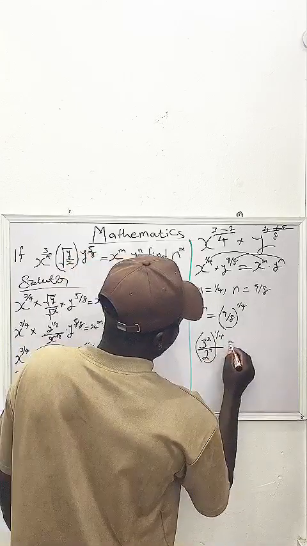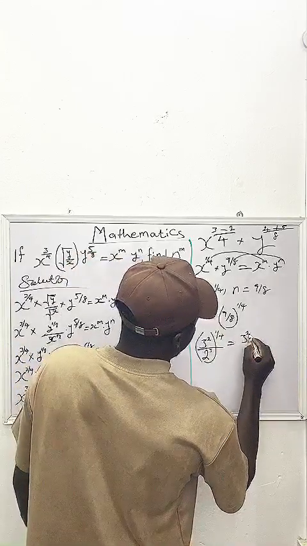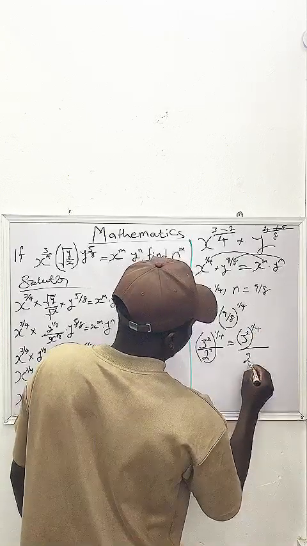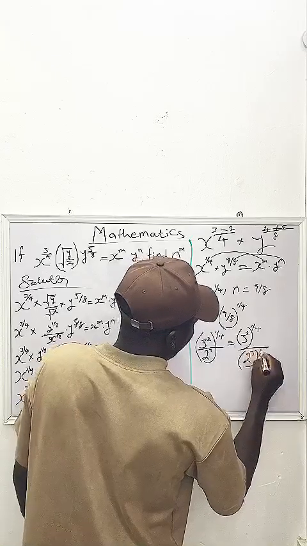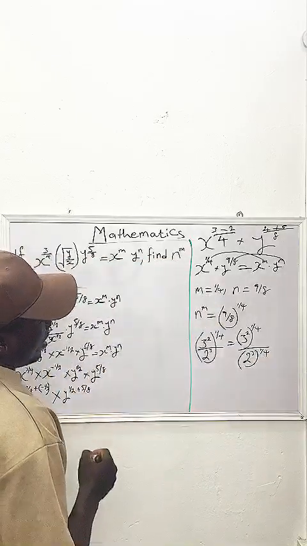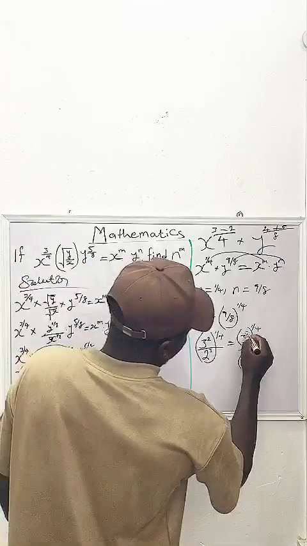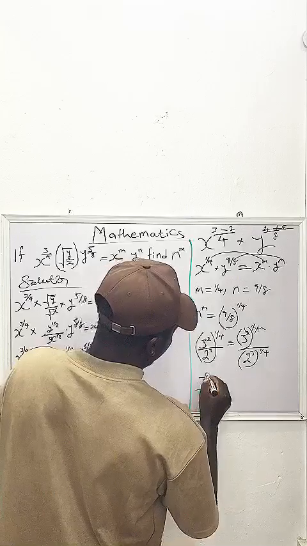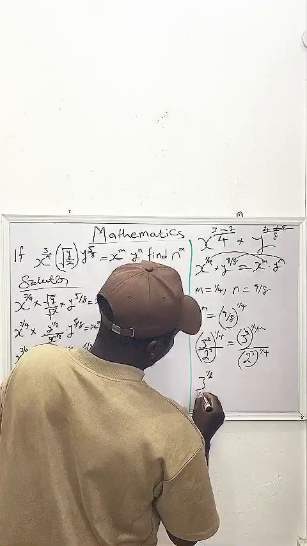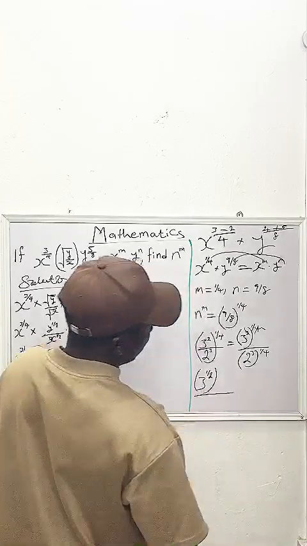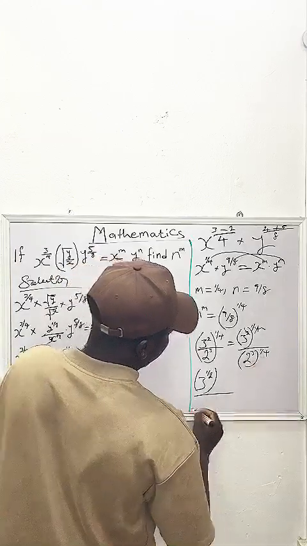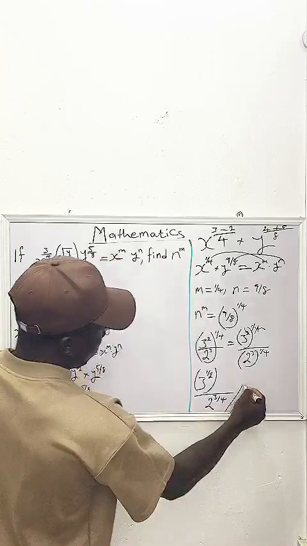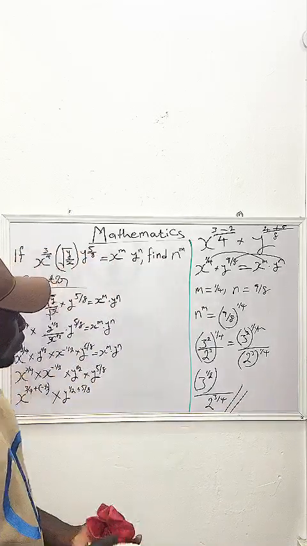This will now be equal to 3 squared raised to the power 1 over 4, divided by 2 cubed all raised to the power 1 over 4. At this point, 2 times 1 over 4 is 1 over 2, so this becomes 3 raised to the power 1 over 2, all over 2 raised to the power 3 times 1 over 4, which is 3 over 4. This becomes our answer. This is what we have as the final answer.